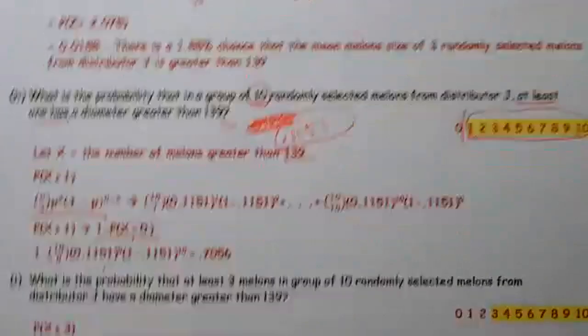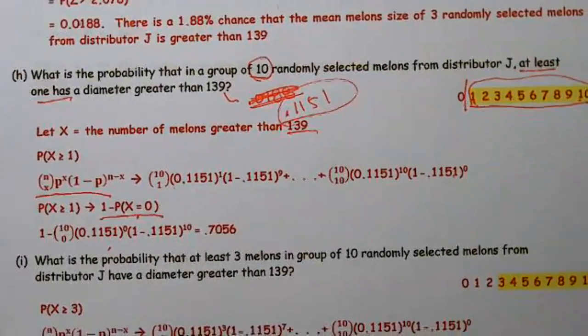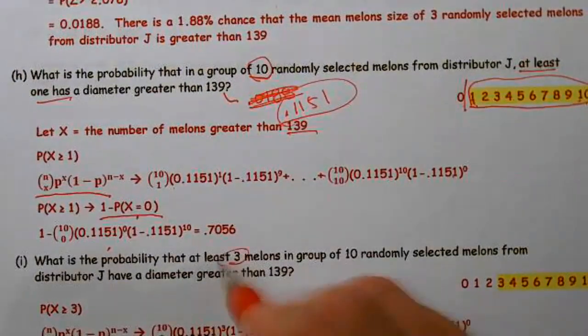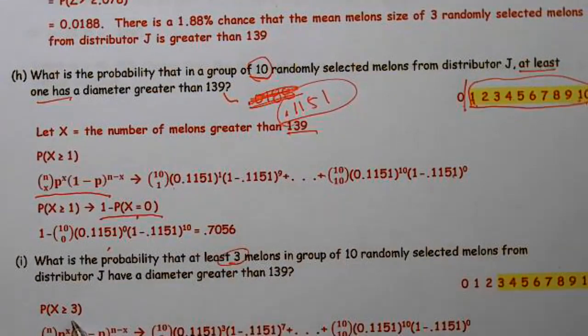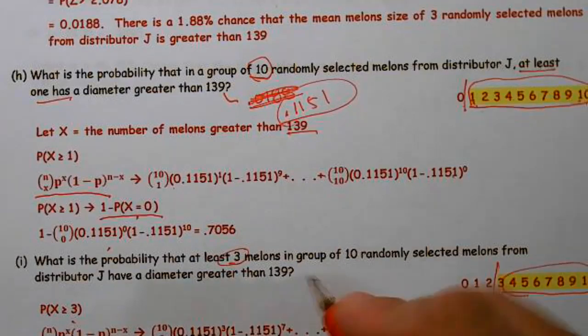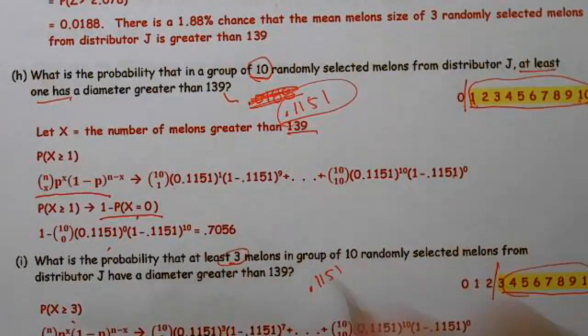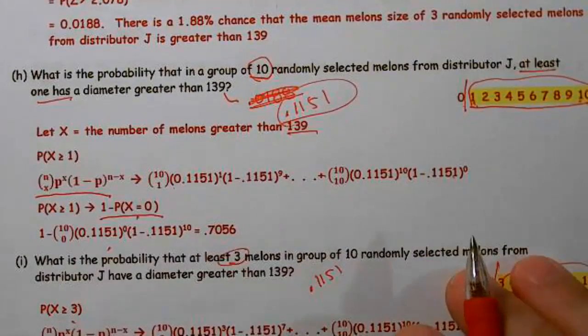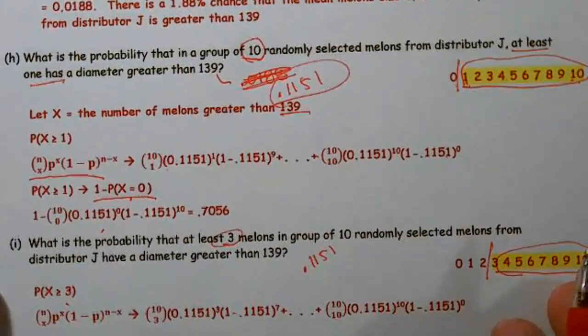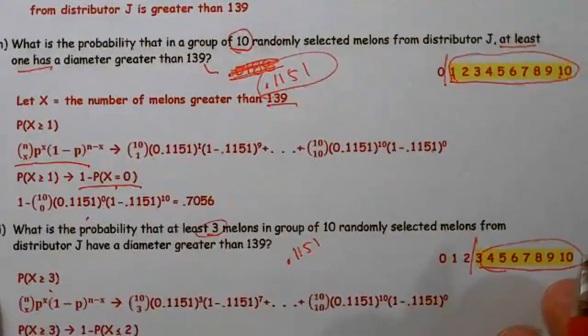The next one: what's the probability that at least 3 melons in a group of 10 are greater? So now we want the probability that X is greater than or equal to 3. I'm interested in these values. We know from above the single melon probability is 0.1151. Once again, our probability is fixed and we have a fixed number of trials, so it's a binomial.